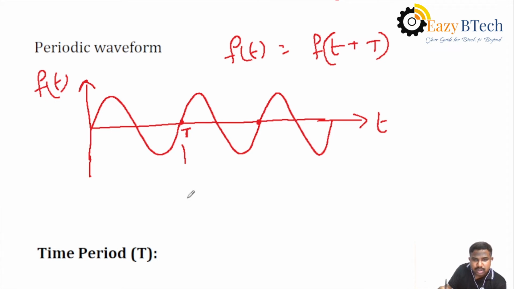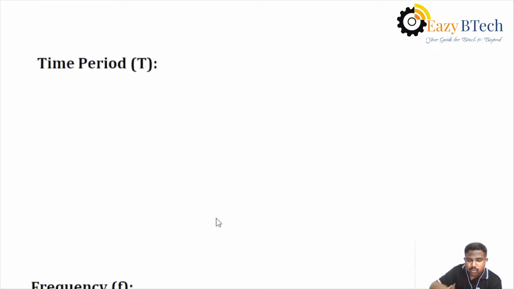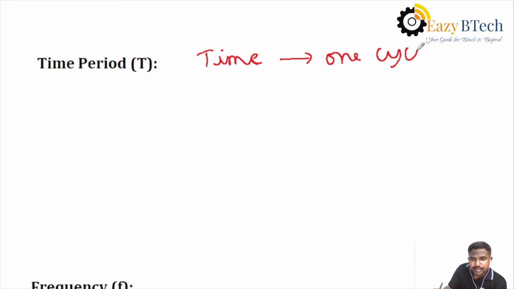Here this is also called a cycle. A complete combination of positive half cycle and negative half cycle is called one cycle. And the next one is, what is meant by time period? The time taken to complete one cycle is called the time period of the given waveform.